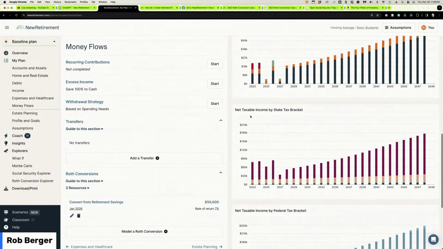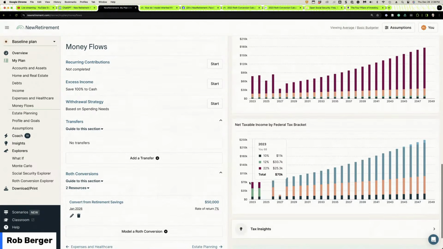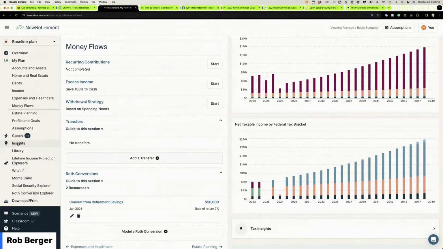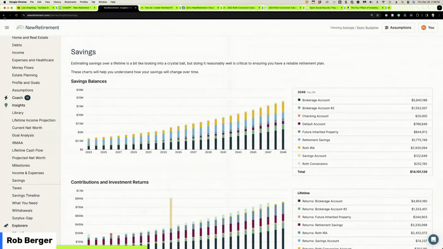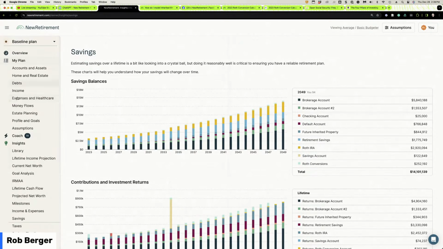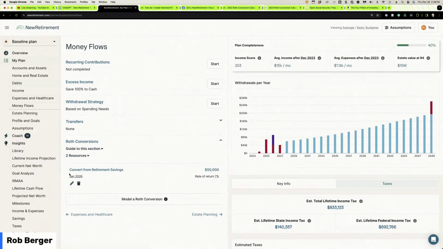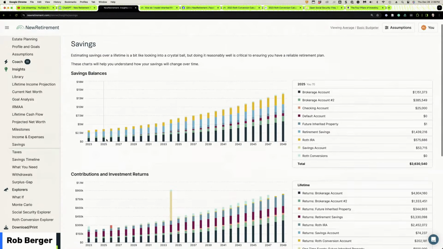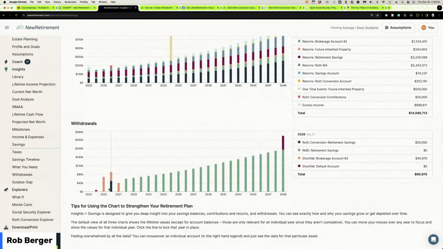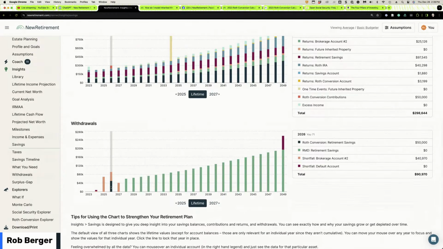And you see that's state tax, net taxable income by federal tax bracket. So you see what bracket you're in. And then you can, again, go back to insights. And if you look at savings, so actually, before we do that, we modeled this as a 2026 conversion, right? Why do I care about that? I want to go to savings, and I want to come down here to withdrawals, and I want to go to 2026. This tells me where my money is coming from, right?